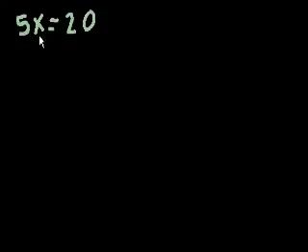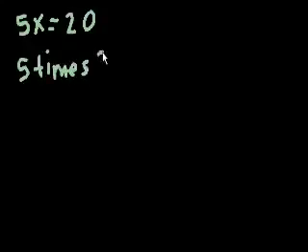All this is the same thing as saying 5 times question mark equals 20. And the reason why we write the 5 next to the x is because when you write a number right next to a variable, you assume that you're multiplying them. So this is just saying 5 times x, so instead of a question mark, we're writing an x. So 5 times x is equal to 20.